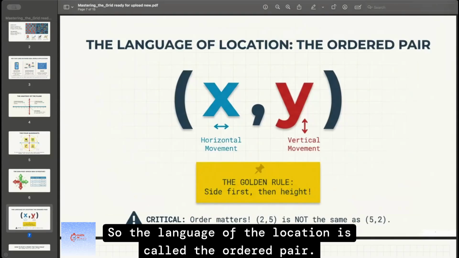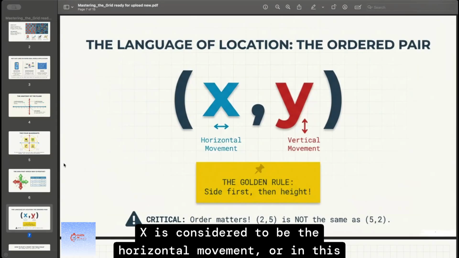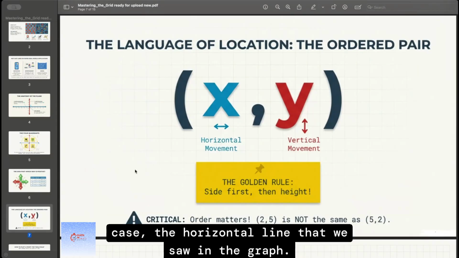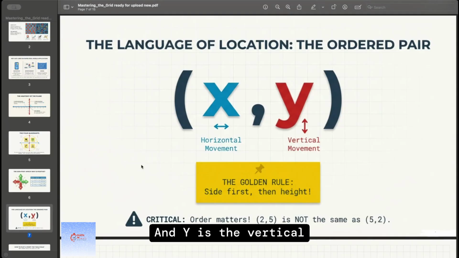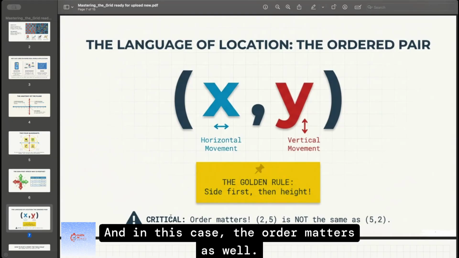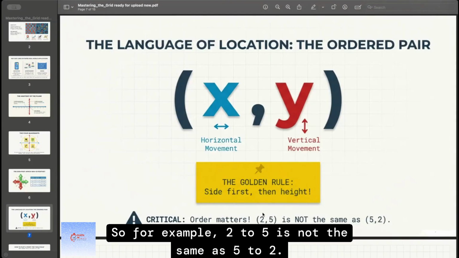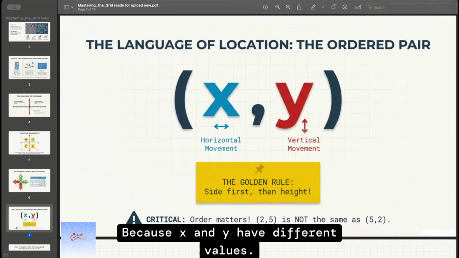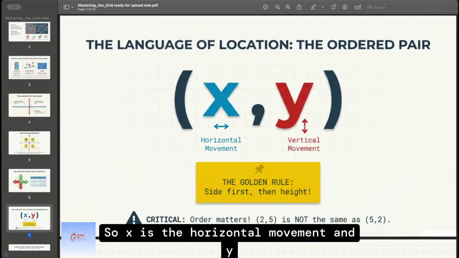The language of location is called the ordered pair. X is the horizontal movement, or the horizontal line that we saw in the graph, and y is the vertical. The golden rule is: first the side and then the height. The order matters as well. For example, (2, 5) is not the same as (5, 2), because x and y have different values. X is the horizontal movement and y is the vertical.